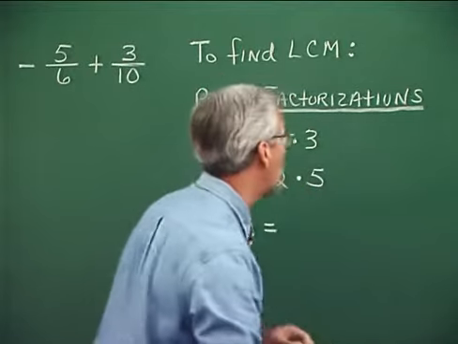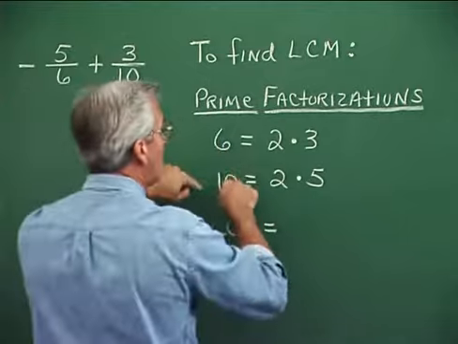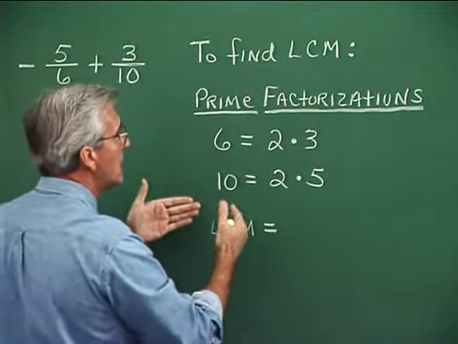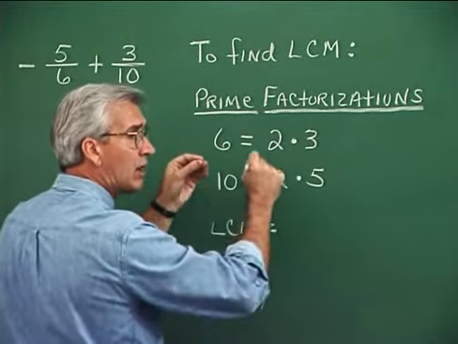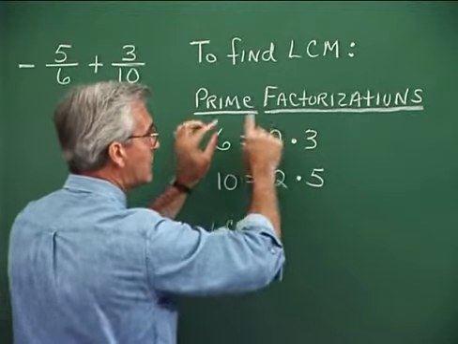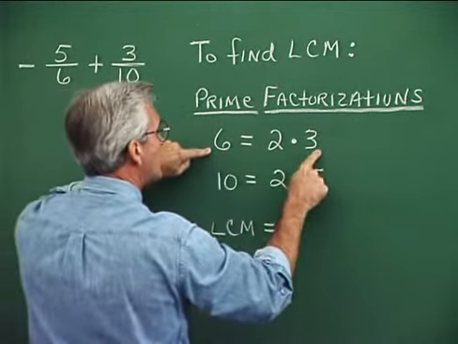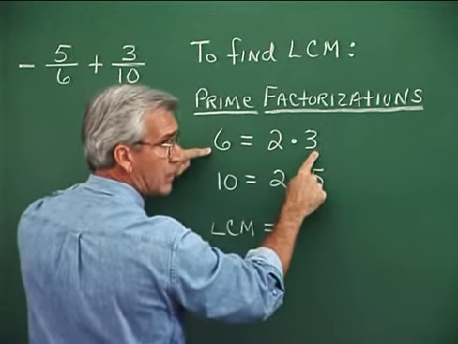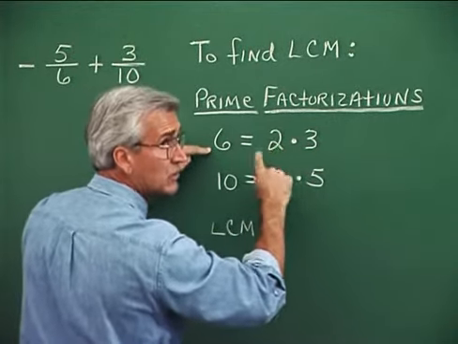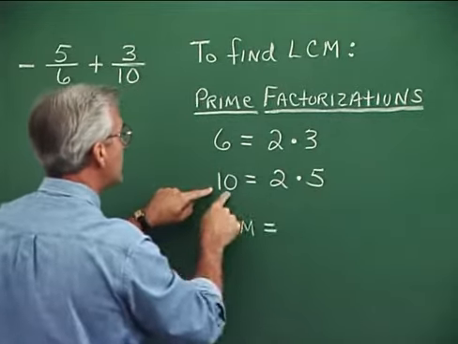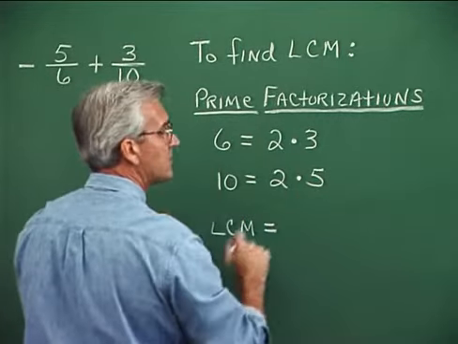At any rate, we want to write these denominators as a product of prime numbers. So that's what prime factorization refers to. 6 is written as 2 times 3. 2 is prime, 3 is prime, you see. A prime factorization, prime factors. All right, 10 is 2 times 5. 2 is prime, 5 is prime.